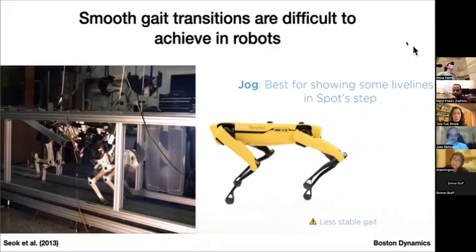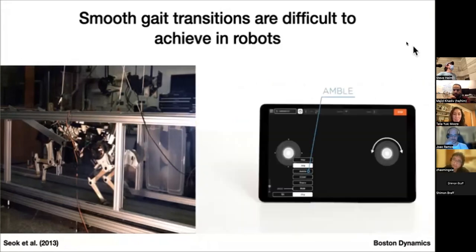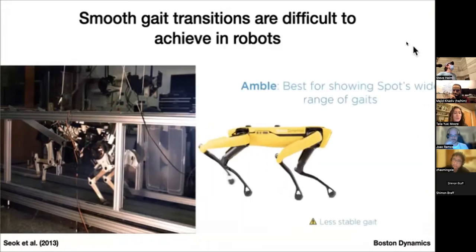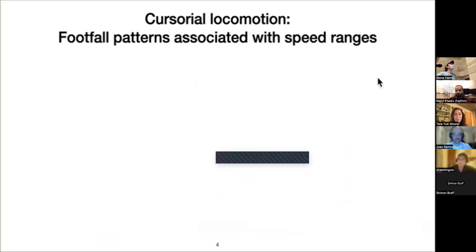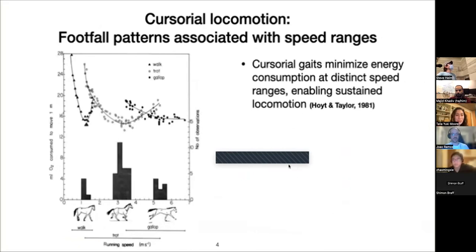So how do we make robot gait transitions more like animal gait transitions? Well, first, we have to understand how and why animals use their gaits. Most animals with multiple gaits are cursorial, meaning that they are specialized to travel long distances by minimizing the cost of locomotion. Different footfall patterns minimize the cost of locomotion at different speeds. So they transition between gaits as they increase their speed.